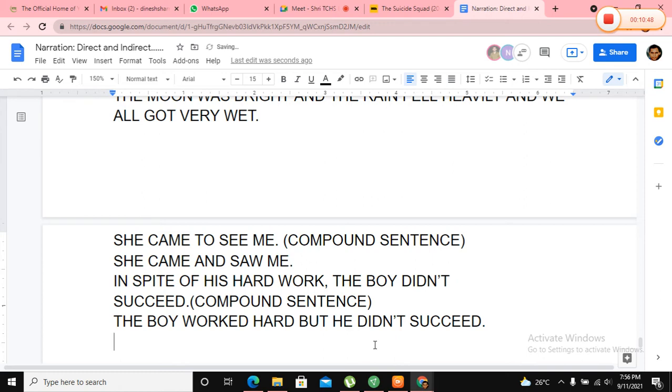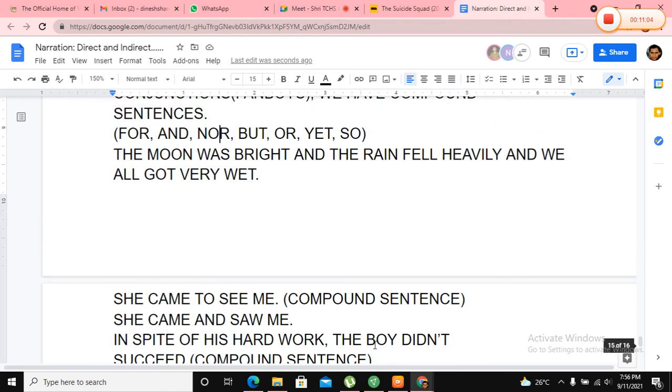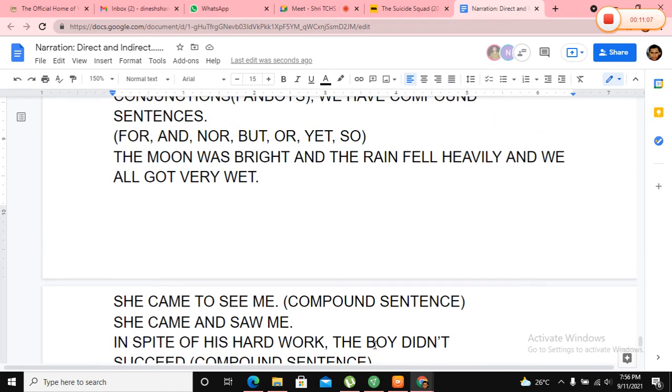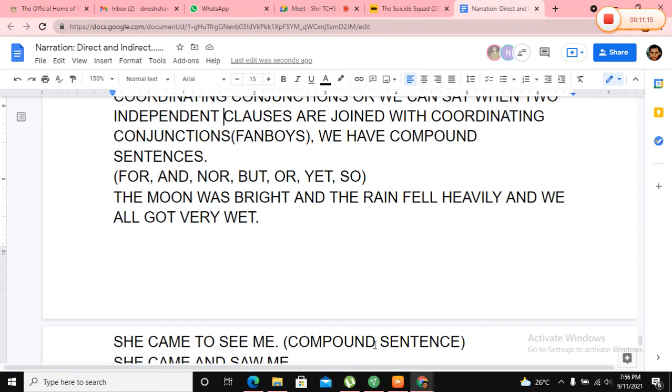Now take another example. The conjunction will be there. The type of conjunction is coordinating conjunction, fanboys. Whenever you see these conjunctions, for, and, nor, but, or, yet, so, these seven conjunctions, which are known by the name of fanboys, are used in compound sentences. They are called coordinating conjunctions.